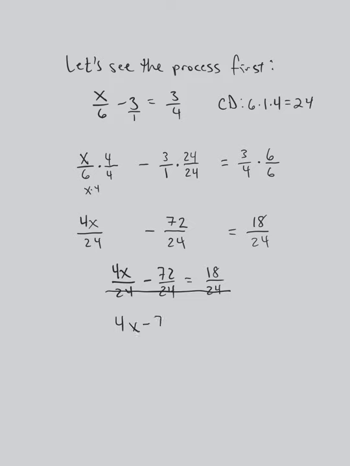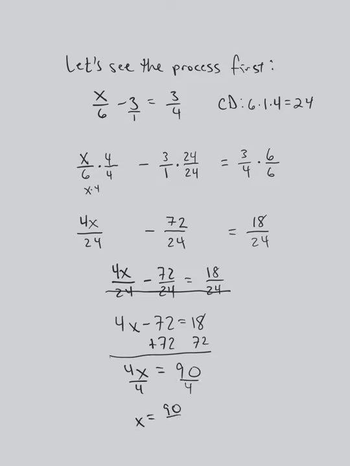4x minus 72 is equal to 18. All right, and so now we have an equation with no fractions in it. So now we just finish solving. I would need to add that 72 over, like that. And so I end up with 4x is equal to 90. All right, and then now just isolate x.